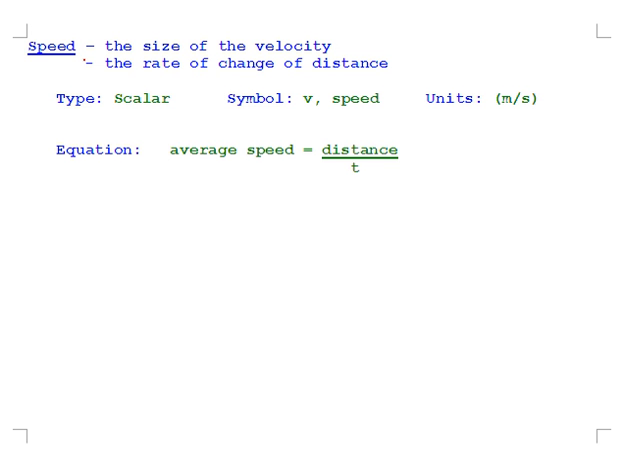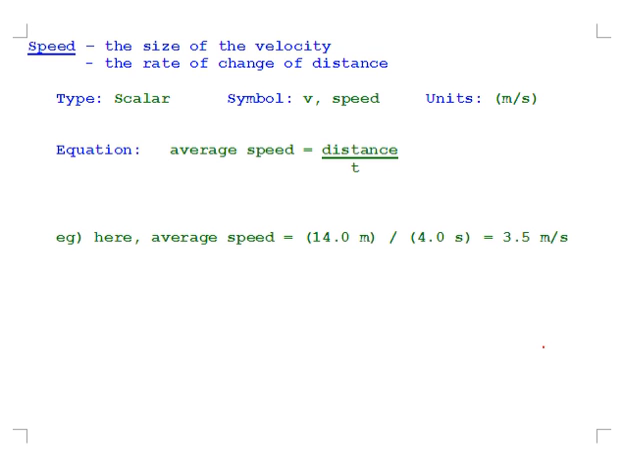So the equation now is that your speed is distance divided by time. So you have to remember that difference between displacement and distance. For our tractor, what did we say? It was 14 meters distance in 4 seconds. So that's going to give us an average speed of 3.5 meters per second.